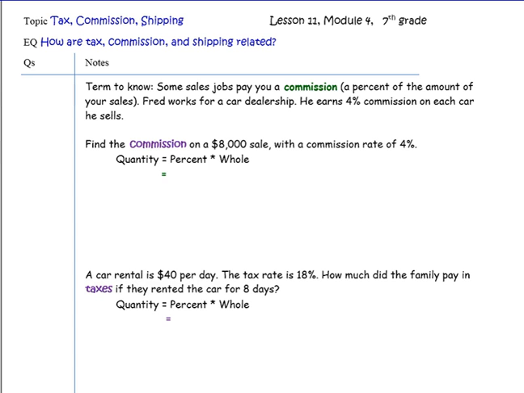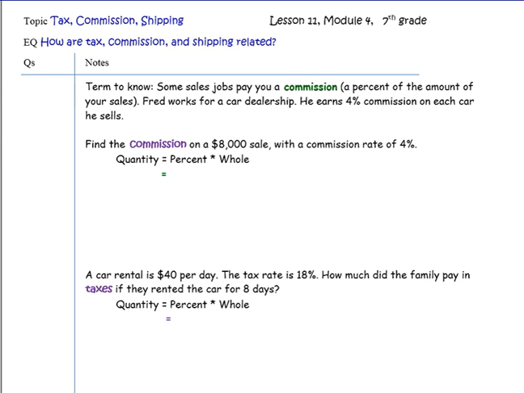Some sales jobs pay you a commission. A commission is a percent of the amount of your sales. Fred works for a car dealership. He earns 4% commission on each car he sells. Find the commission on an $8,000 sale with a commission rate of 4%.